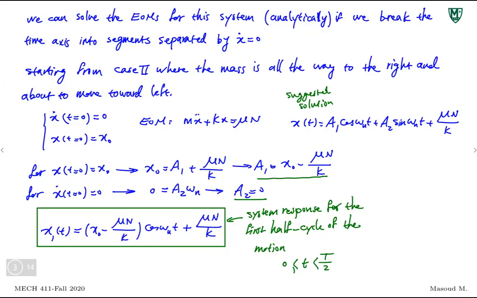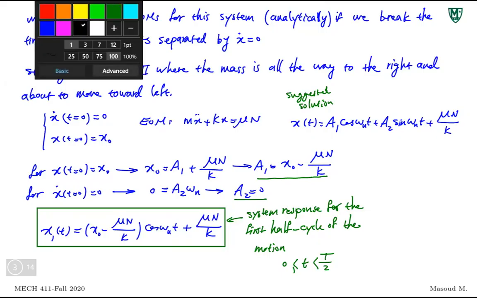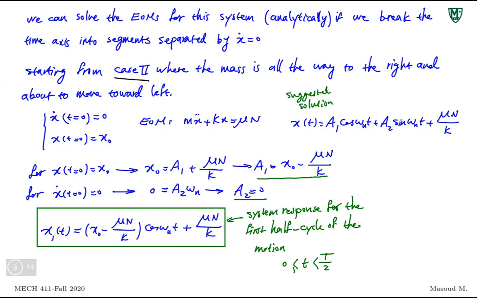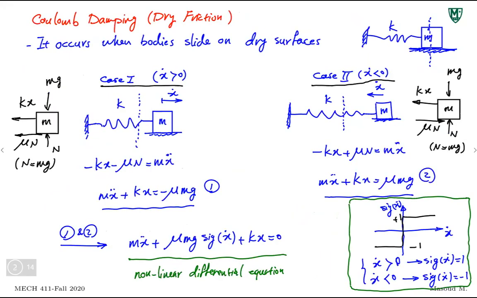So this was for case 2. Now we're going to do it for case 1. Go back here. Case 2 was when you were going this way, velocity was negative, and case 1 is when the velocity is positive, so we go all the way to the right. That's where we are. So I'm going to use the equation of motion number 1, where mu mg, or mu N, on the right side is negative.